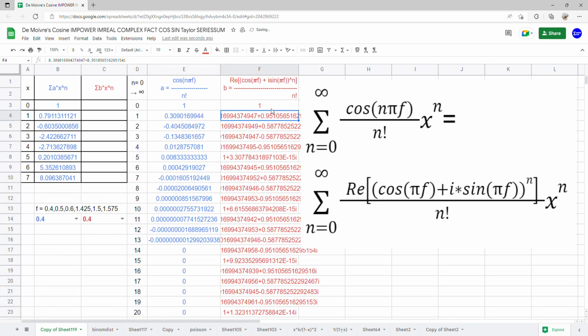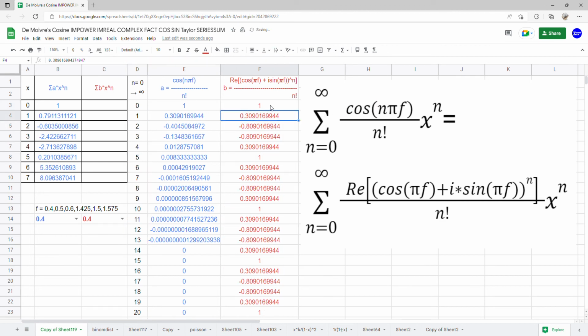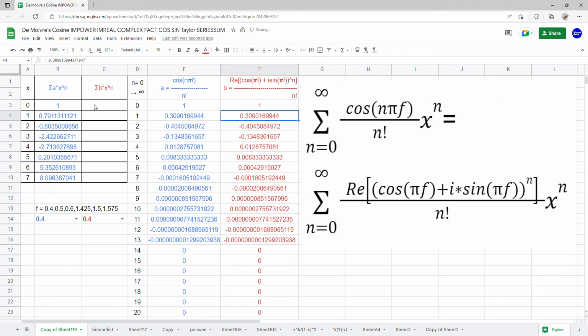And we're interested in, so it's raised to the power n, we want the real part, so this will be IMREAL. And we divide this by factorial n. That's our denominator. So we have completed the numerator, now the denominator, factorial of n. Their values are exactly the same.